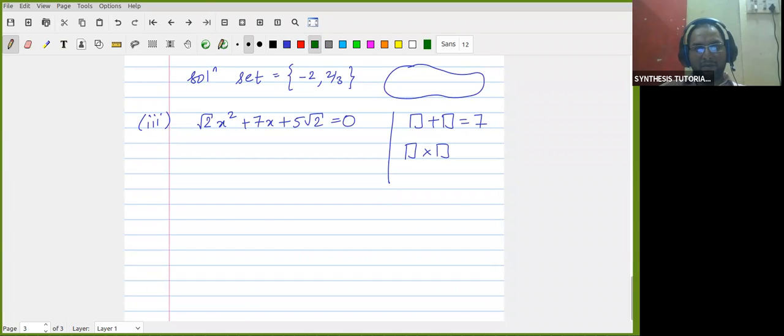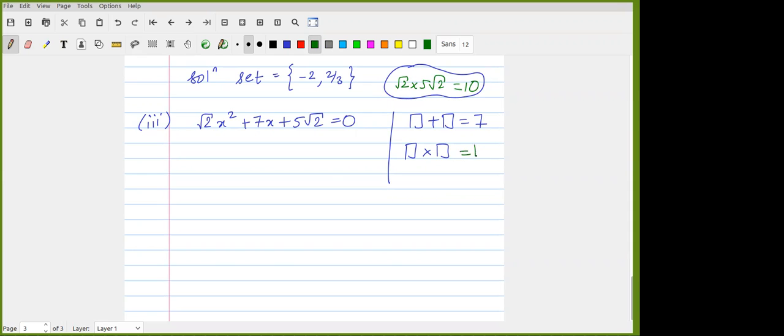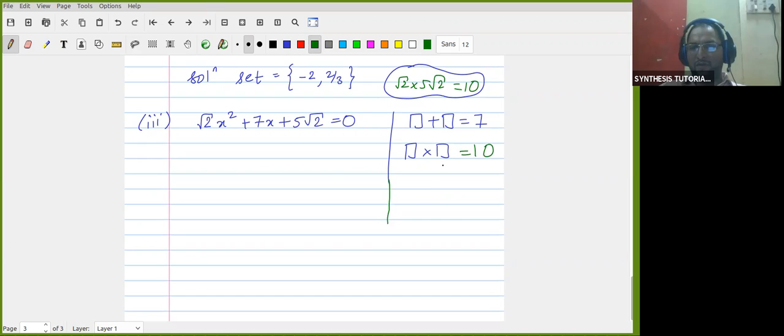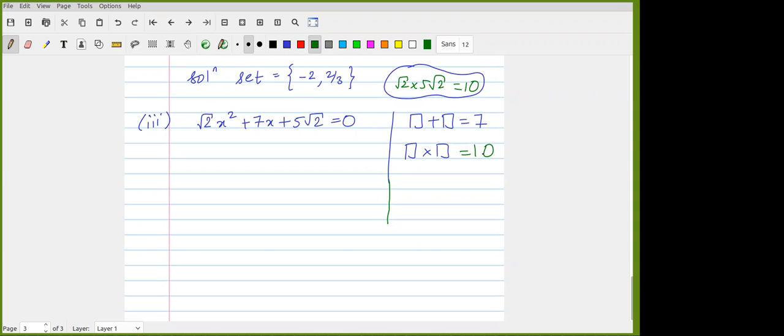This time it will be root 2 into 5 root 2. How much is that? 10. All of you agree? Yes. Now, this is a nice problem. So now look for two numbers. When you multiply them, you get 10. When you add them, you get 7. 2 and 5. Let us try 2 and 5. Okay.